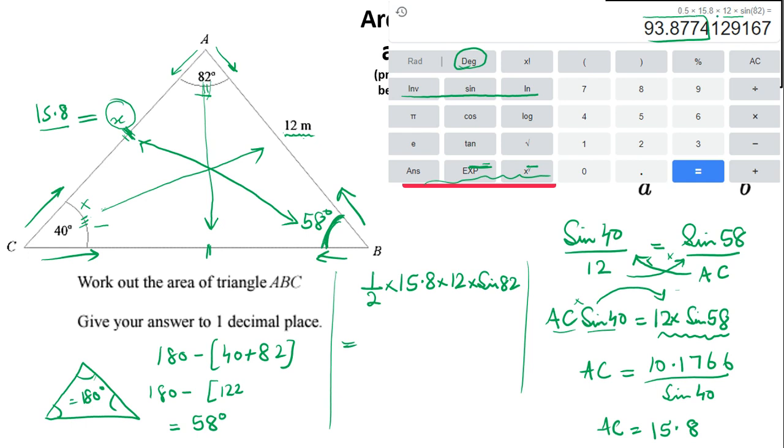And when you check that again on your calculator, make sure your calculator is set on degrees. And 0.5 times 15.8 times 12 times sine 82 gives me 93.87, and so on. So either I could keep it as 93.9, or I could just round it off to 94, and that would be 94 meters square. Why am I doing meters square? Because first of all, my lengths are given in meters, and secondly, areas are always in a square, so that's why it's 94 meters square. Or, oh wait, the question says give your answer to one decimal place, therefore I'm going to be doing 93.9 meters square. So that's going to be my answer.